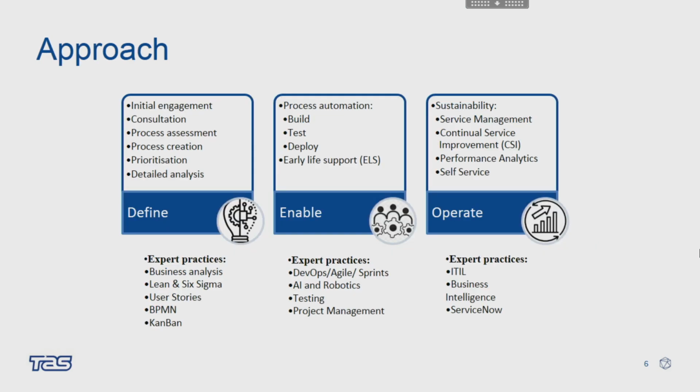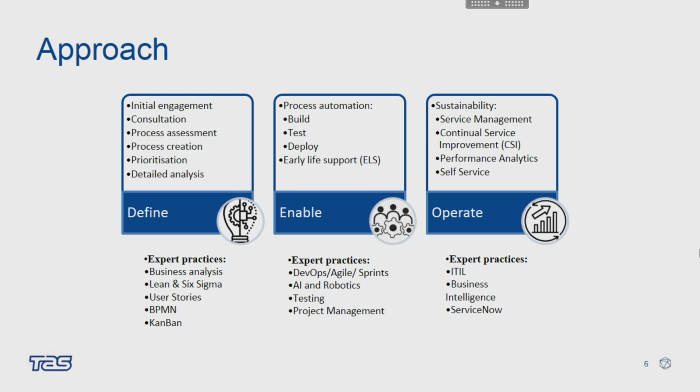So how does TAS help you on this journey? We have a very simple framework, and that simple framework is divided up into 3 key phases. The first phase is about defining what you need. And in the process world, we have a very simple saying: if you start right, you finish right. So what that means is that we work with you to have an initial engagement, and that could just be a phone call or a workshop, whatever is appropriate.